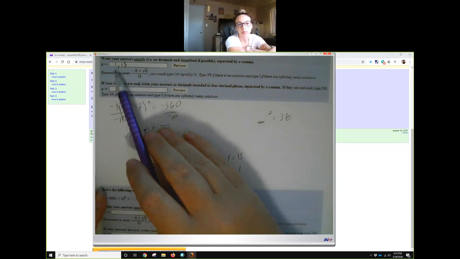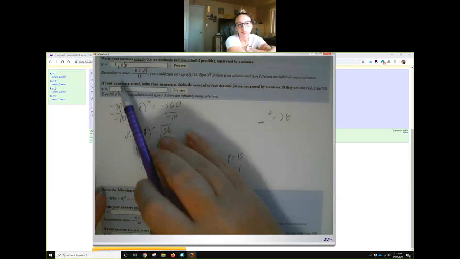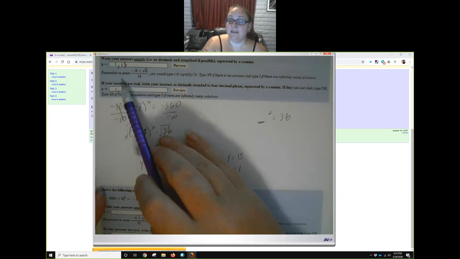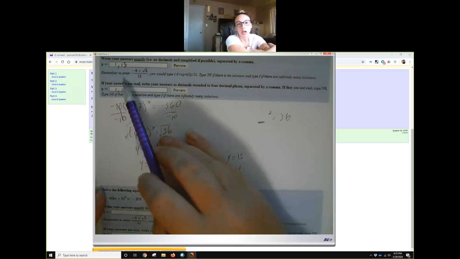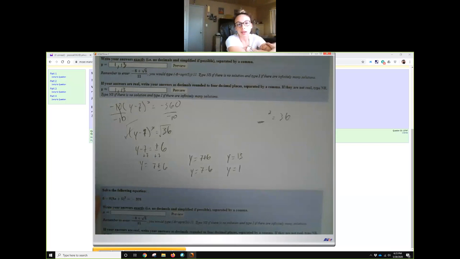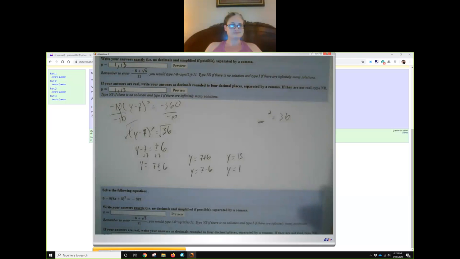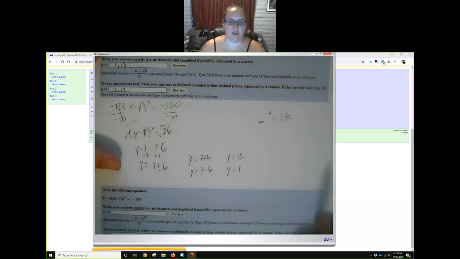So I honestly don't know if Moore would take 13 and 1 or if it would only take 1 and 13. I never checked. I feel like it's a hit or miss. So sometimes they want it, sometimes they don't. It's probably good practice to write it in least to greatest order, just because I'm 100% sure that it will always accept that.